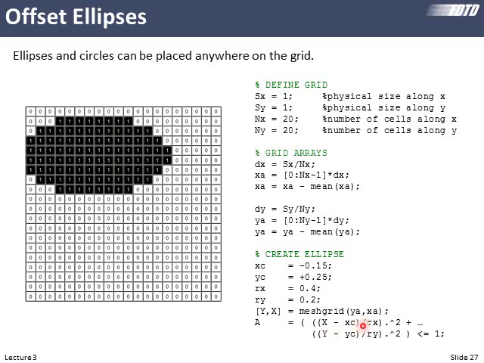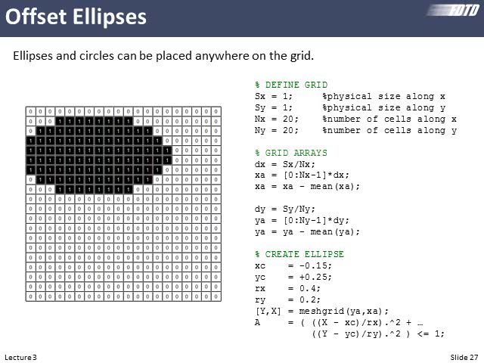Put parentheses around that, divide by the radius, put parentheses around that, square it, and then anything less than or equal to 1. And now that creates an ellipse with center here in the X position negative 0.15 and in the Y position positive 0.25. And we notice that the radius in X is about 0.4. So this distance is about 0.4. And this distance, the radius in Y, is about 0.2.